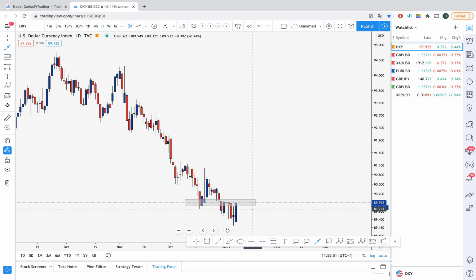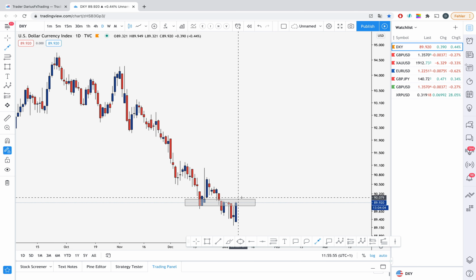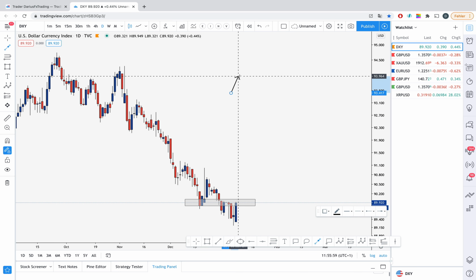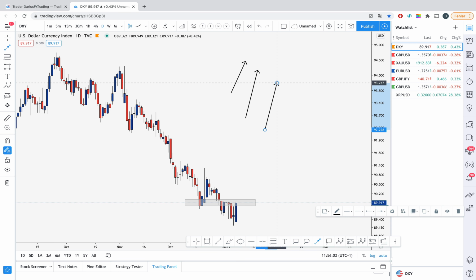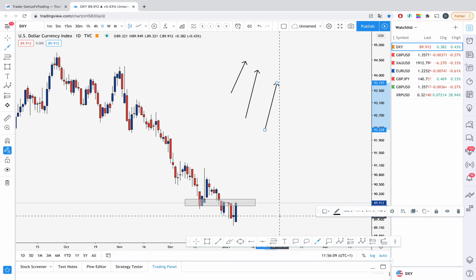I'm using the DXY only for my correlations, meaning that right now it looks like I'm ready to go long on GBPUSD, to go long on gold, to go long on EURUSD, because we are at a strong level of resistance, and a level of resistance is a potential turning point in the market, meaning that on GBPUSD, gold and EURUSD we may see a strong level of support in order to look for a buying opportunity.